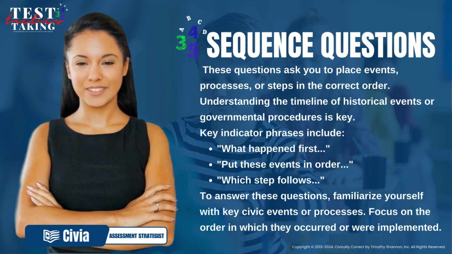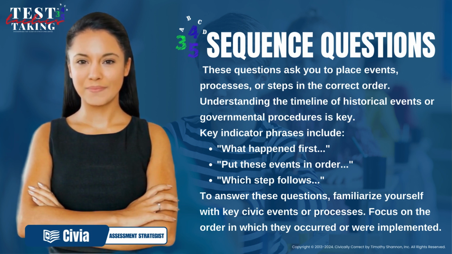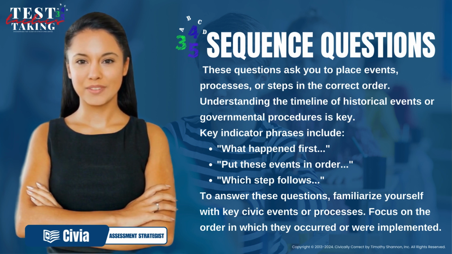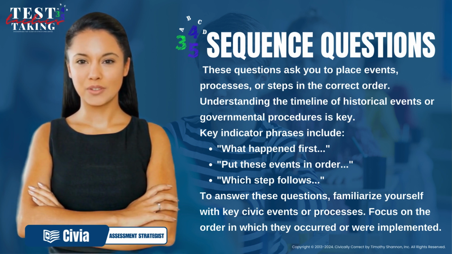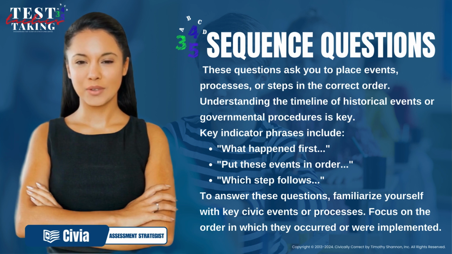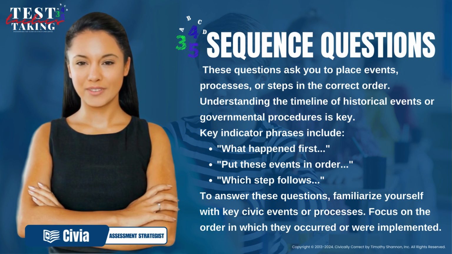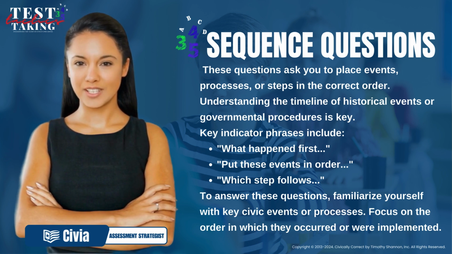Key indicator phrases include, what happened first? Put these in order. Which step follows? To answer these questions correctly, make sure you're familiar with the chronological order of events or the sequence of steps in a process. Now let's look at some examples of the sequence chronology question structure.